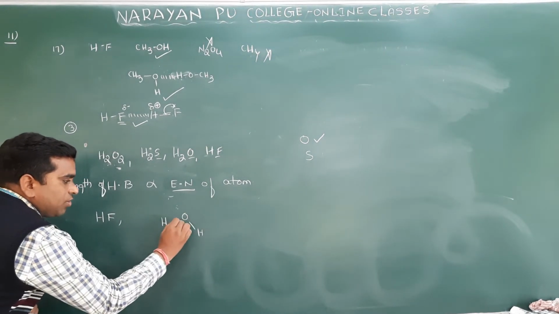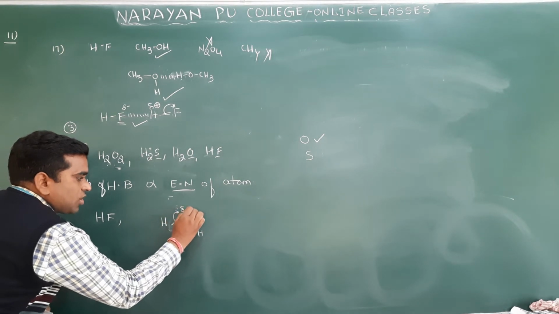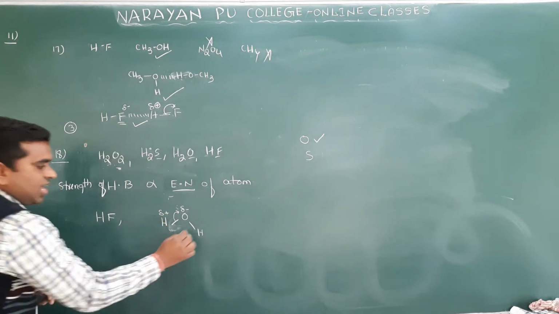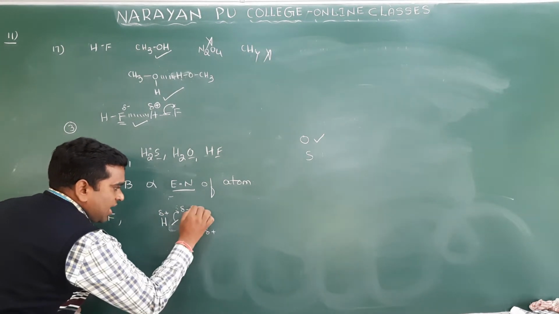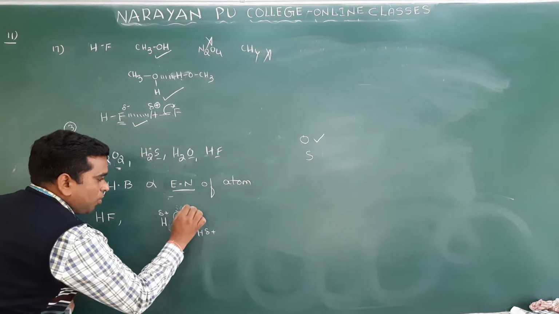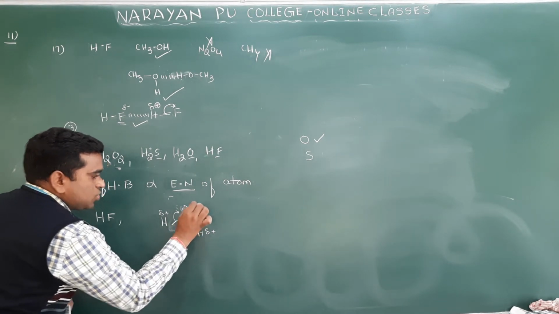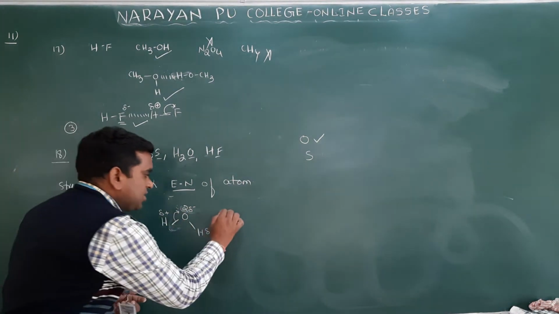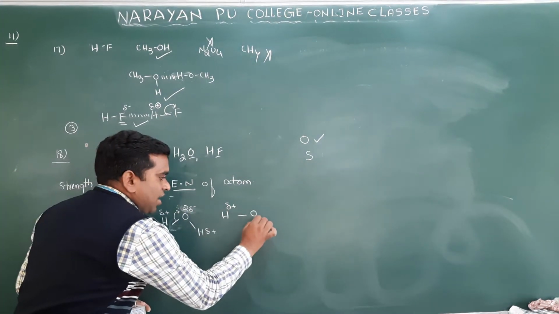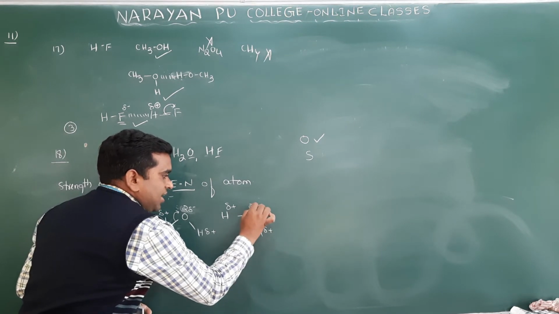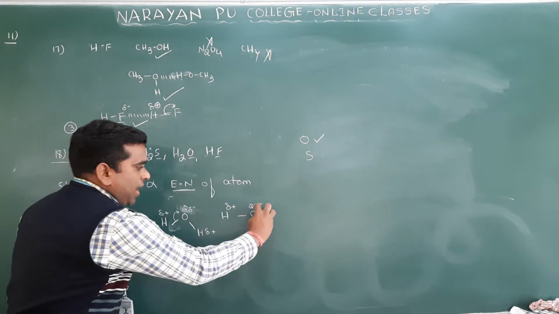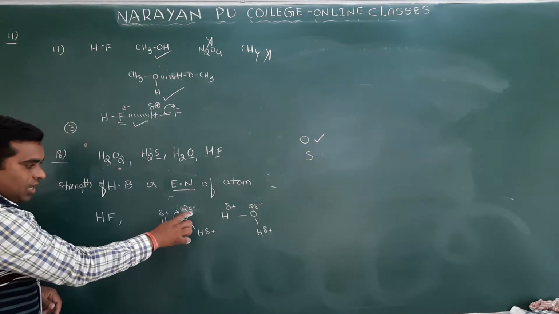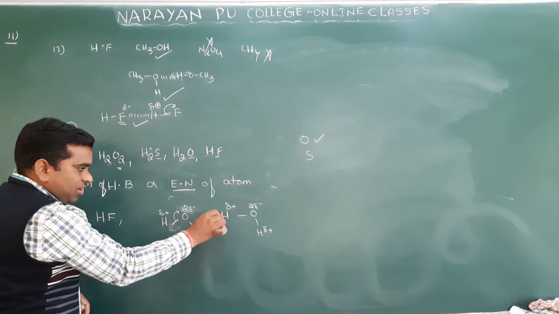Oxygen is more electronegative, so the bond electrons will shift towards oxygen. Oxygen is gaining electrons, so it has negative charge, and hydrogen has positive charge. Here positive charge and here negative charge. Total how much negative charge is there? There is a 2 negative charge. Suppose I write H plus and O, and here H plus and 2 delta minus partial charge. Delta indicates partial charge. Clear? Now, greater the charge, greater will be the attraction.